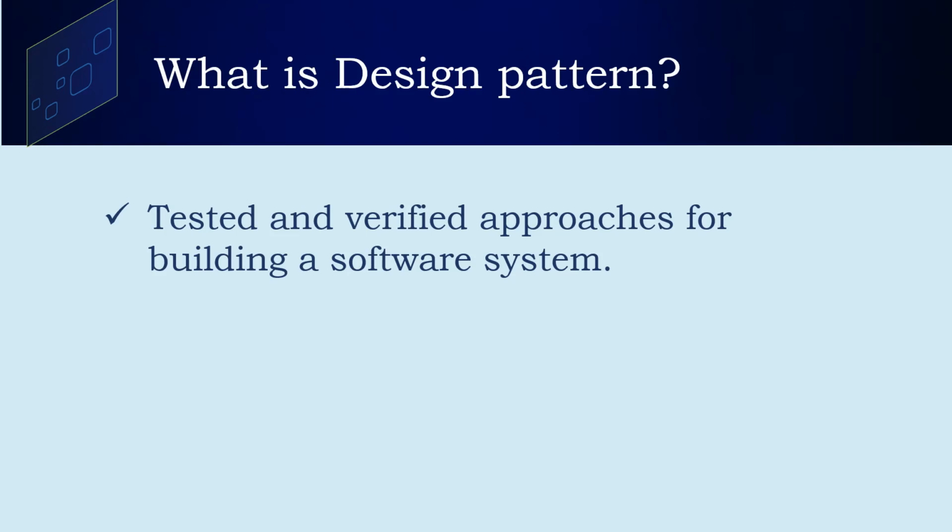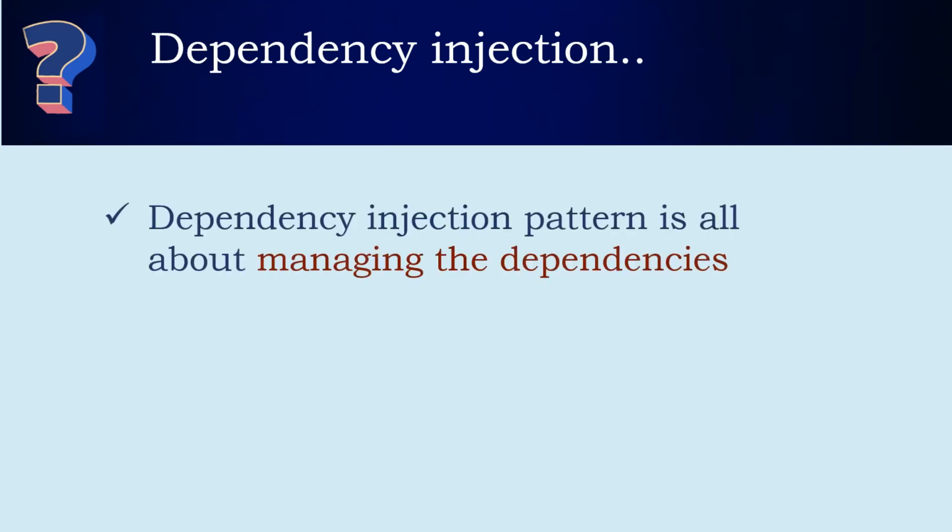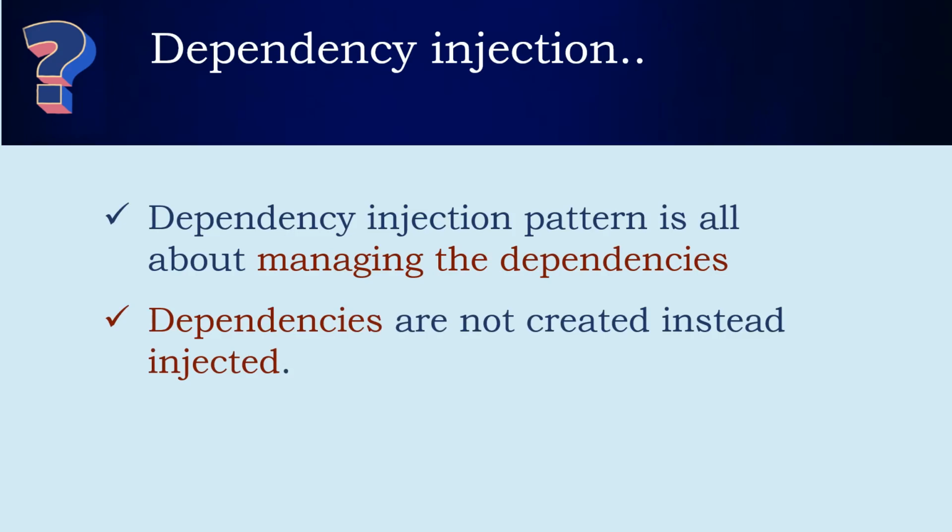Because these are tested and verified solutions to commonly occurring problems, implementing them in our software system saves a lot of time. Coming back to dependency injection, this design pattern is all about managing the dependencies. Here, you don't create the dependency, instead you inject the dependency. You will get it better when we implement this pattern in our example. Now, I'm going to show you how dependency injection is related to the ASP.NET Core framework.